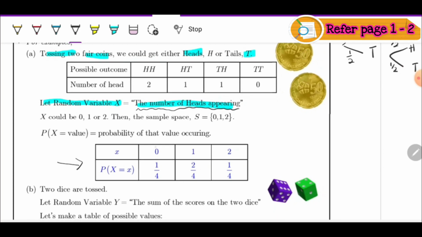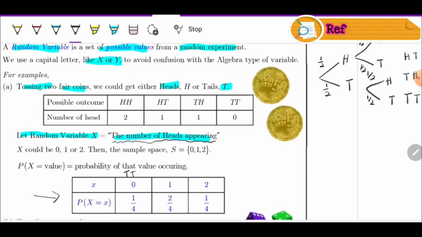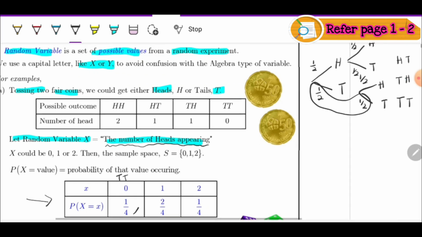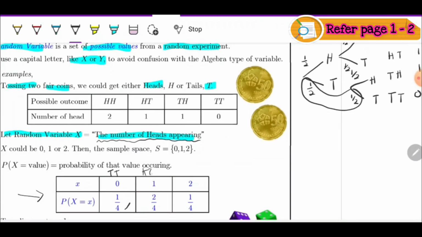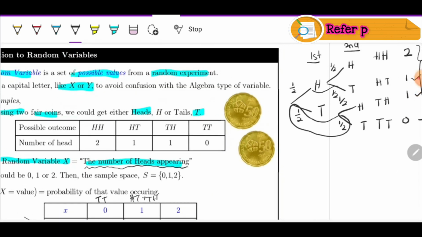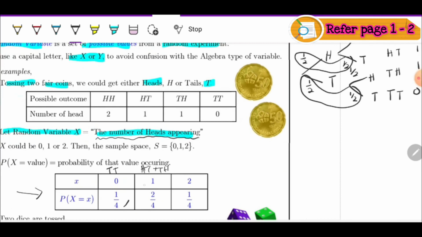We start from 0, which is 0 heads. 1 means 1 head, 2 means 2 heads. The probability of getting 0 heads means tail, tail. The probability is 1/2 times 1/2, so we get 1/4. 1 means 1 head, which is head, tail, or tail, head. So the probability of getting head, tail is 1/2 times 1/2, so we get 1/4.